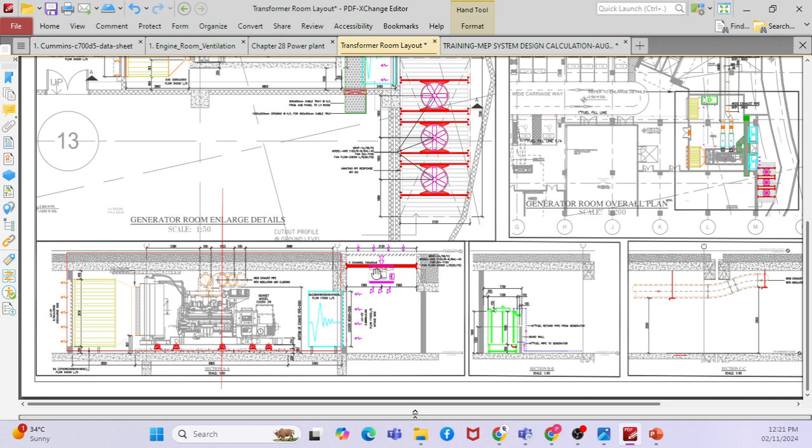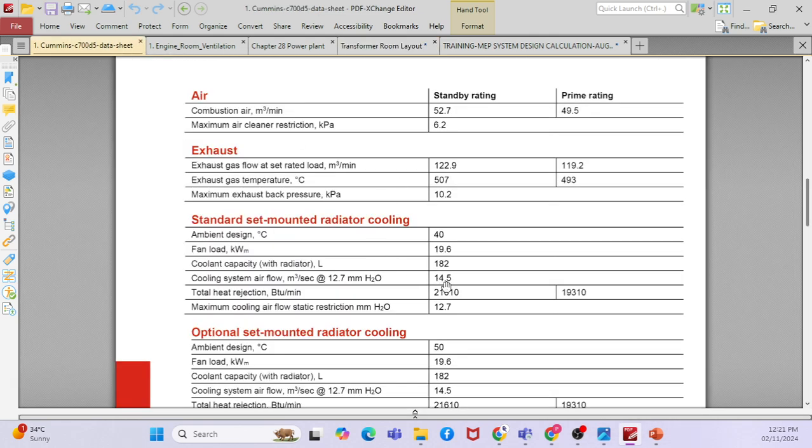So when you do the calculation for the additional fan, what is the requirement? One for the radiator cooling and one for the combustion, right? What is the radiator cooling flow requirement? If you go to the catalog, it will be 14.5 meter cube per second, and for the combustion, 52.7 meter cube per minute.